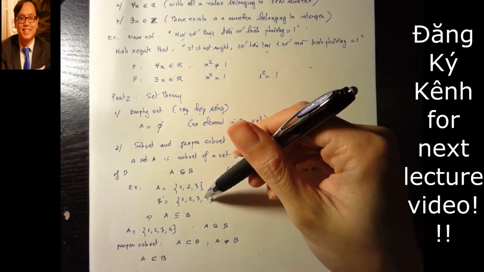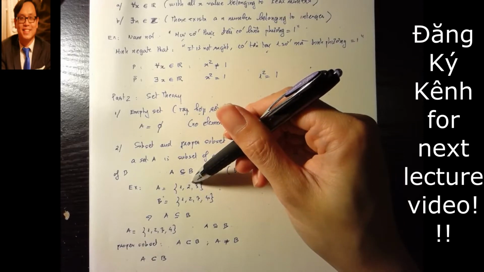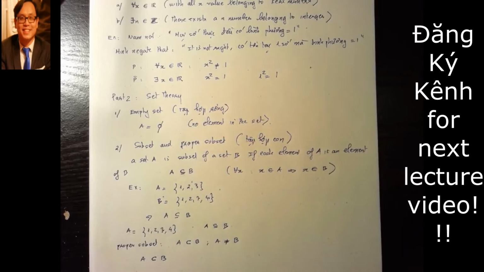Because set B has an element that is not in set A. So from the definition we can say that a proper subset is a subset. But every time we talk about a proper subset, we mean that the number of elements of A is always less than that of B, or the set B always contains an element that is not in set A.